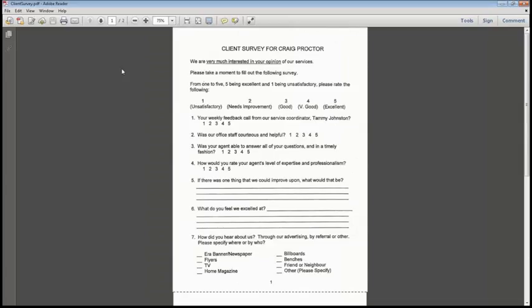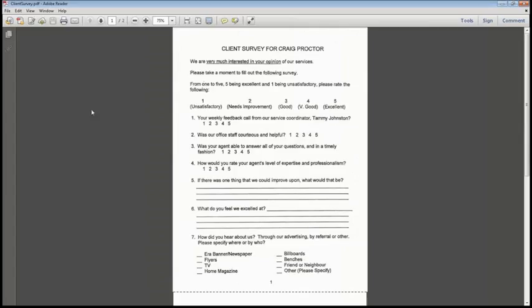Question 3, was your agent, remember it's not me they're meeting, many times they're meeting my outside sales agent. If it's you, then you're going to put in your name. Was your agent able to answer all of your questions in a timely fashion? Question 4, how would you rate your agent's level of experience and professionalism? Number 5, now we want them to actually write this answer in. If there was one thing that could be improved upon, what would that be? I always like to lead with the negative, get any negative out of the way before we ask the next question, which is, what do you feel we excelled at?